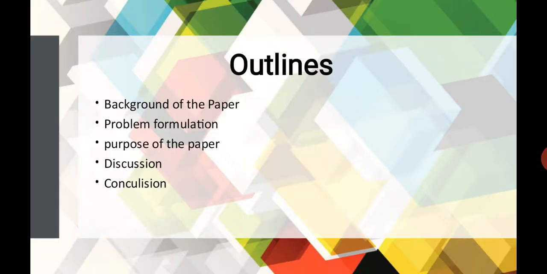Okay, my title is Electrical Machine. Okay, outlines. First, background of the paper. Second, problem formulation. Third, purpose of the paper. Fourth, discussion. And last, conclusion.